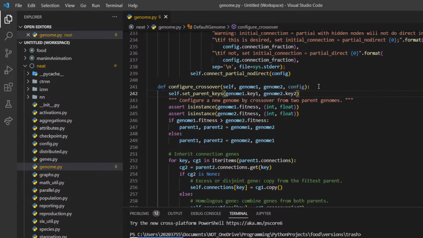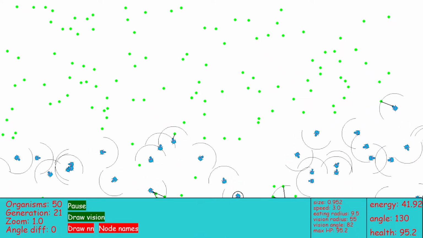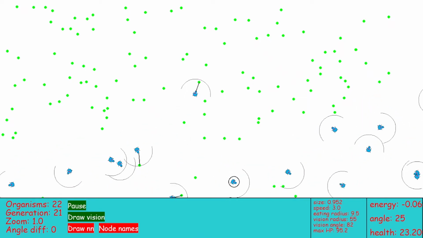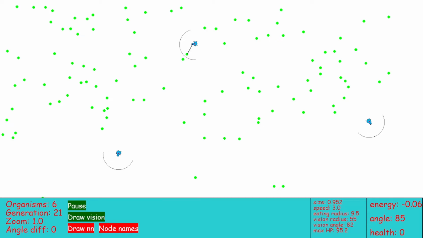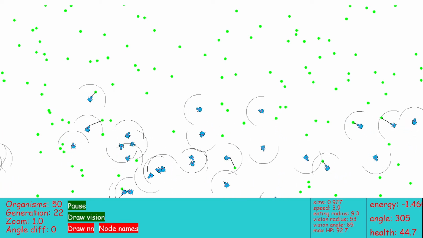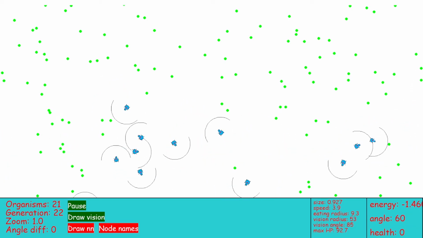Yeah, that should work. Now that I have the parents key, I can use that to access the physical traits of the parents and combine those to create the physical trait of the newly bred organism. The physical traits that can be evolved are the size, the speed and their vision.